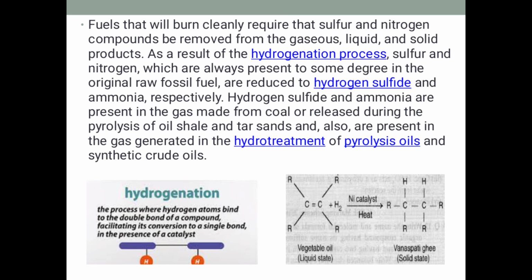Fuels that will burn cleanly require that sulfur and nitrogen compounds be removed from the gaseous, liquid and solid products. As a result of the hydrogenation process, sulfur and nitrogen, which are always present to some degree in the original raw fossil fuel, are reduced to hydrogen sulfide and ammonia respectively. Hydrogen sulfide and ammonia are present in the gas made from coal or released during the pyrolysis of oil shale and tar sands, and also are present in the gas generated in the hydrotreatment of pyrolysis oils and synthetic crude oils.